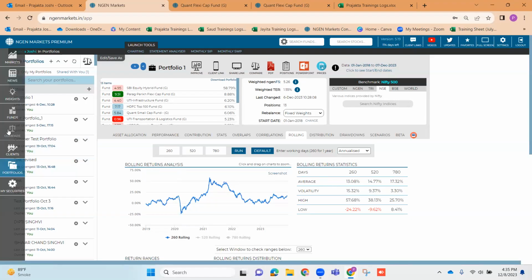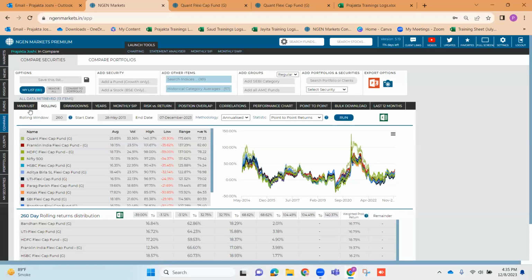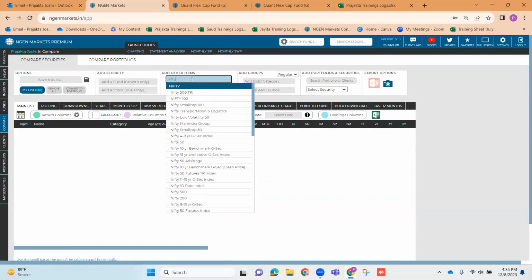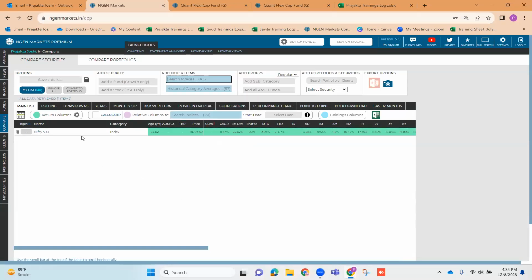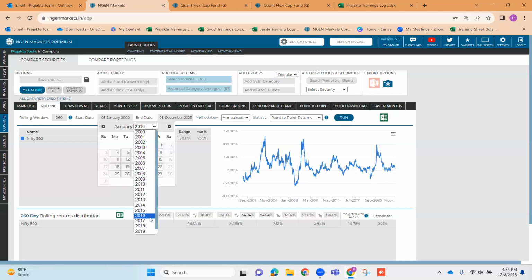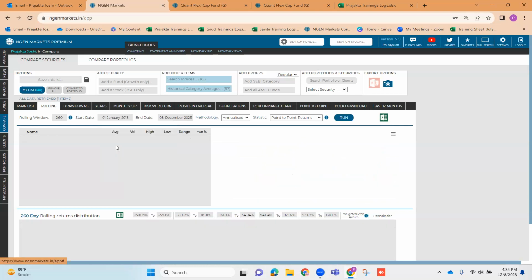You simply go to the compare section, clear everything, and just keep Nifty 500. Now we have only one item here, that's an index. You simply go to the rolling analysis and put in the same start and end dates. So a 260-day rolling window is fine. Start date would be 1st of January 2018. End date, of course, will be 7th of December. And you click on run.